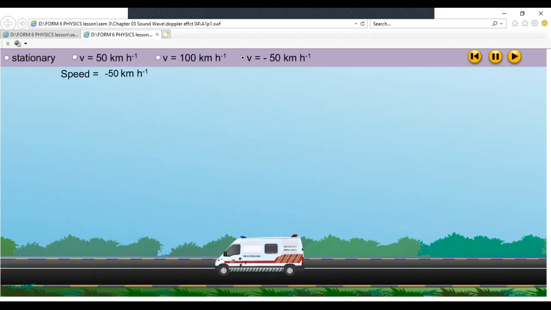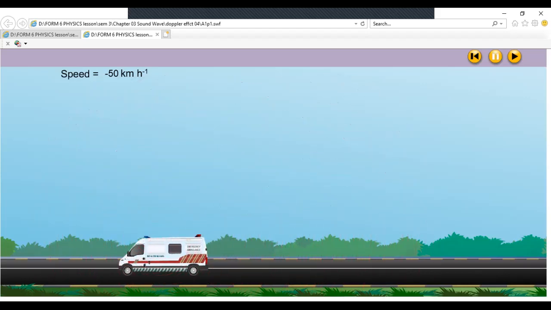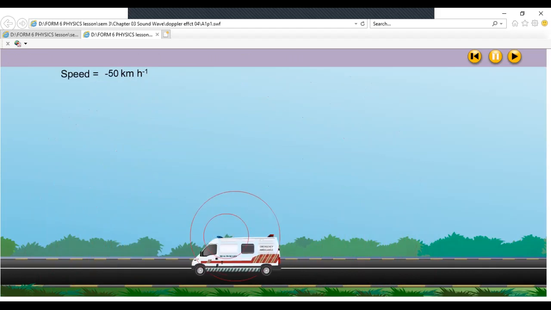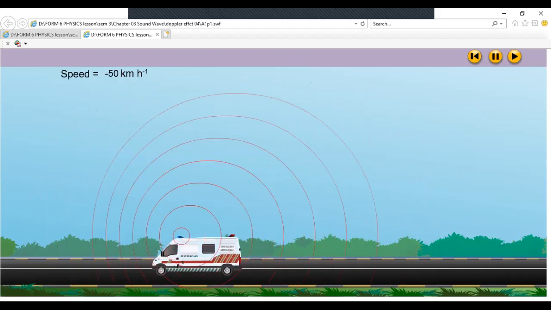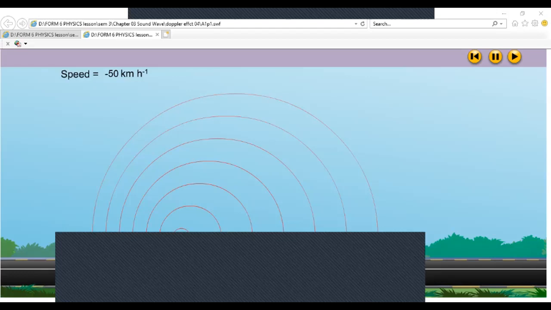Then what will happen if the ambulance moves at 50 km per hour in the opposite direction? Just now it moved to the right side, now it moves to the left side. Again, we notice that no matter what, the wavelength of the sound wave of the siren will be shorter in the direction in which the ambulance is moving. That means that in the direction of the ambulance, the sound wave will have a much higher frequency compared to the opposite direction. Next slide.